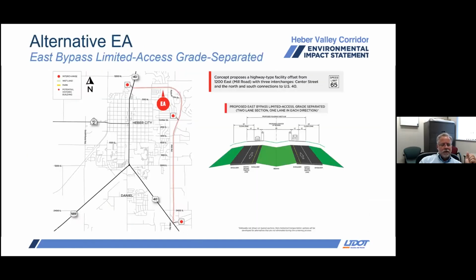So let's look at each one of these individually. The first one we'll look at is the EA bypass limited access grade separated alternative. This is our highest speed east bypass alternative, and it has the fewest connections to other roads. It would also be a 65 mile an hour highway type facility, where the way you would access this bypass is through interchanges. We have 3 of them identified, which we're showing with these red circles here.